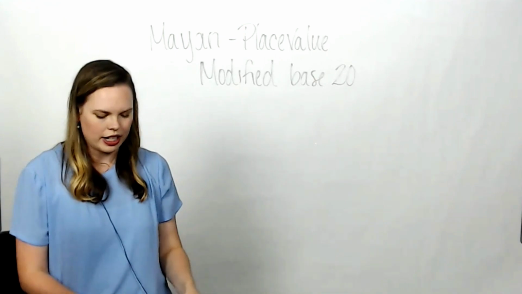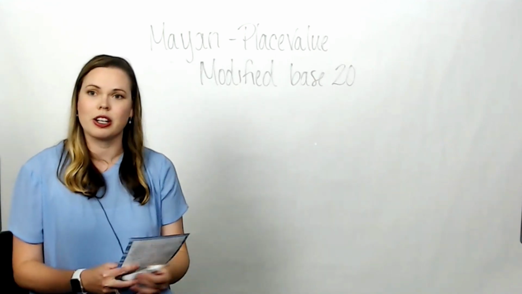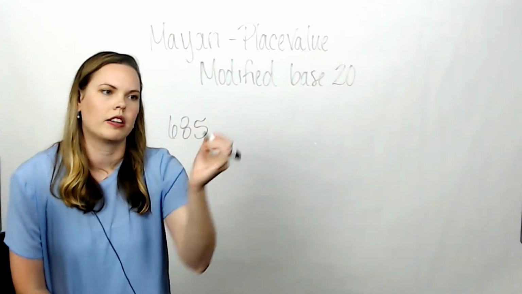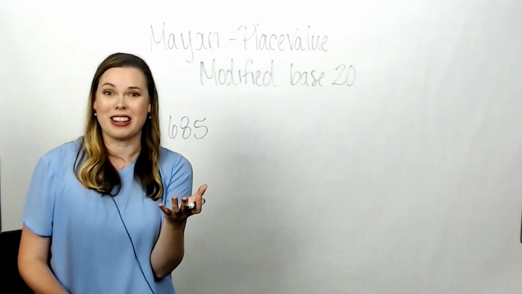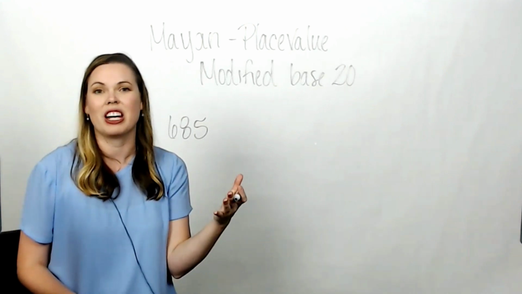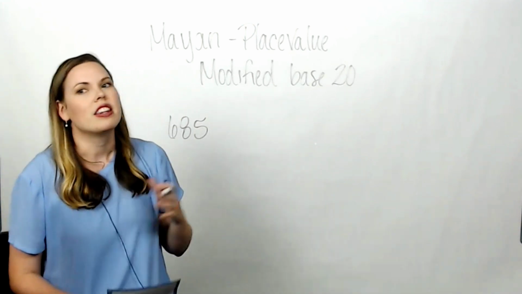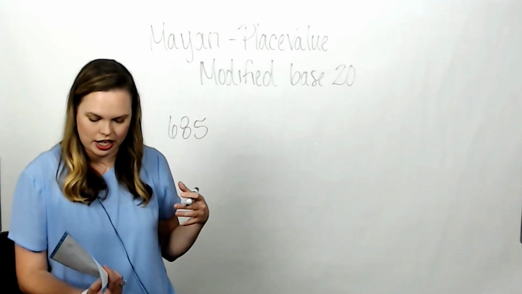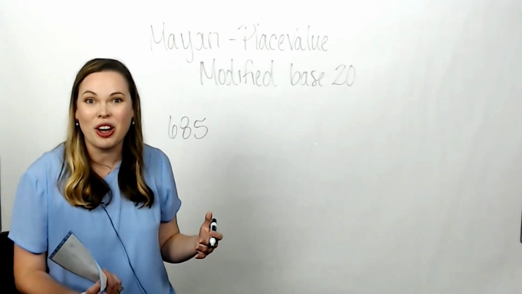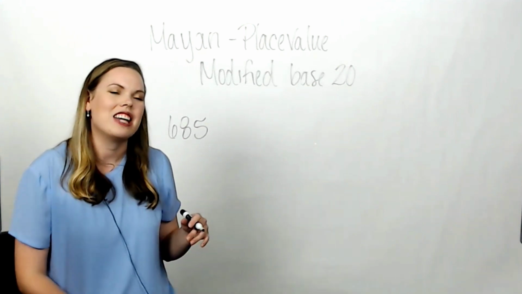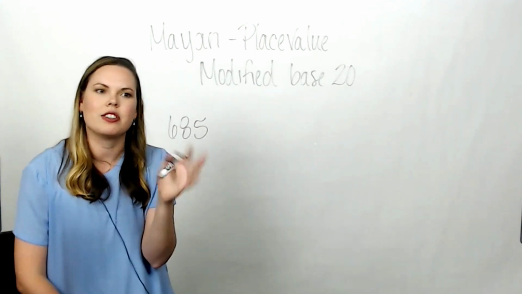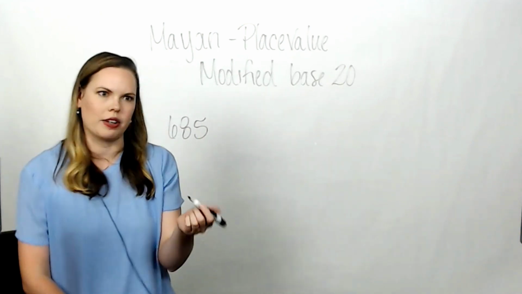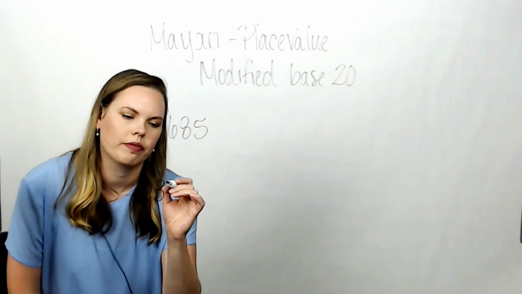Okay, let's do 685. Now 360 will go into this, and so we know we're going to go all the way at least into the 360s place. The next place value for the Mayan is the 7,200, and so we know that's too big for this. So we know that the biggest thing that will go into this is the 360. How many 360s? Let's do the division.